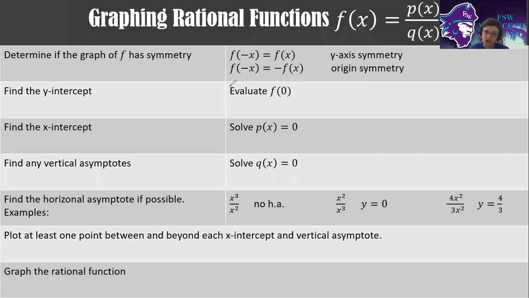From there, you want to evaluate the y-intercept. That means plugging 0 in for x in the function. To get the x-intercept, you want to set the numerator equal to 0 and solve for x. To find vertical asymptotes, instead take the denominator, set it to 0 and solve for x.